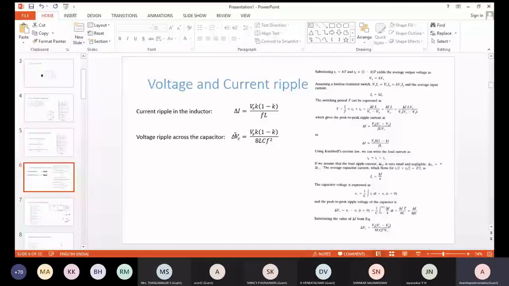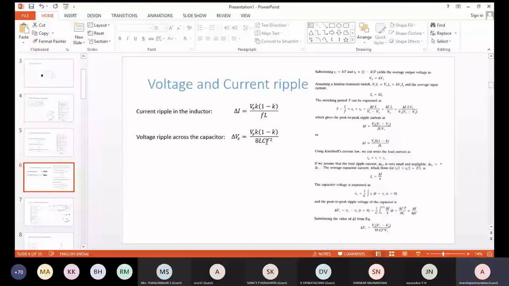We want to find out the value of L and C, keeping in mind some particular frequency of our choice, some particular duty cycle K. I think I have borrowed it from some textbook where they use the symbol K. Usually we are accustomed to D as the duty cycle. Here in this particular book we have used K. It is one and the same. So basically there are several parameters which decide the inductor current ripple and voltage ripple across the capacitor.